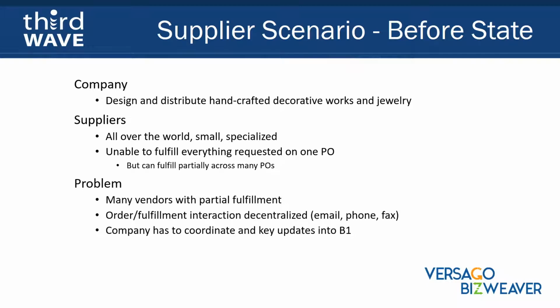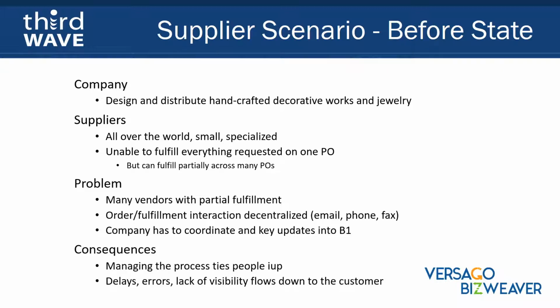So this scenario, though, creates a little bit of a problem where for our customer, we have many vendors with partial fulfillment, and the order and fulfillment interaction is decentralized. It's over emails, it's in spreadsheets, it's over the phone potentially, it's through fax documents, and the company has the burden of coordinating all of this and as well keying in any updates into Business One.